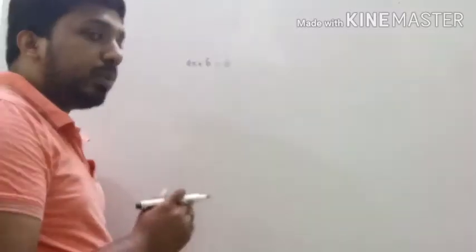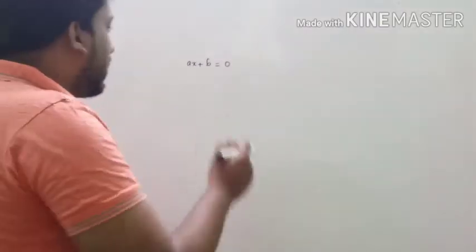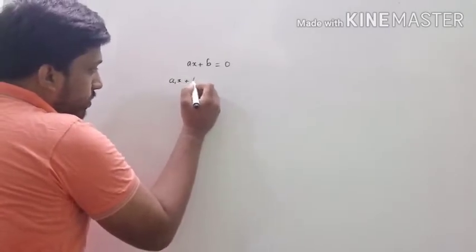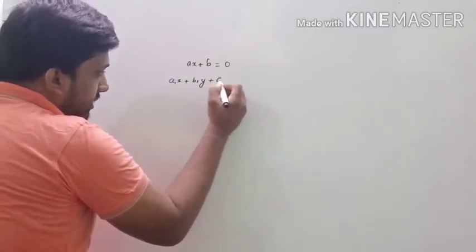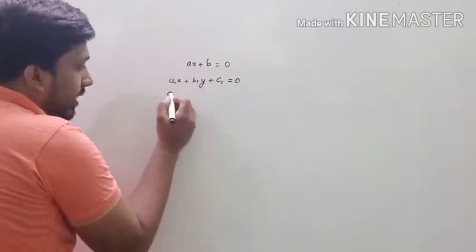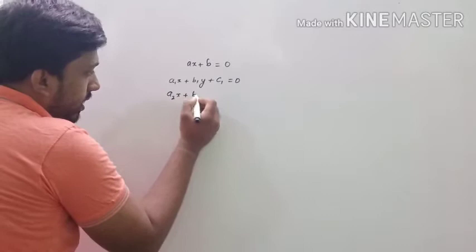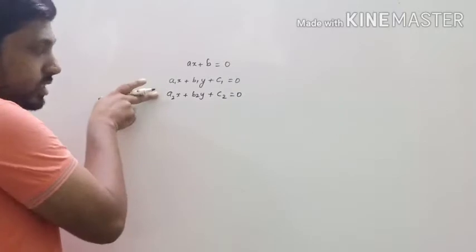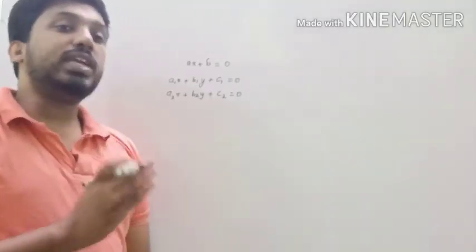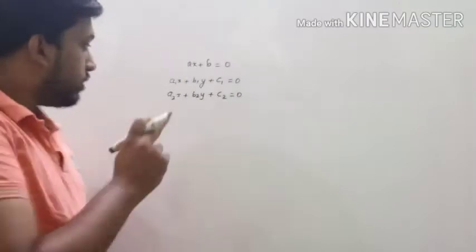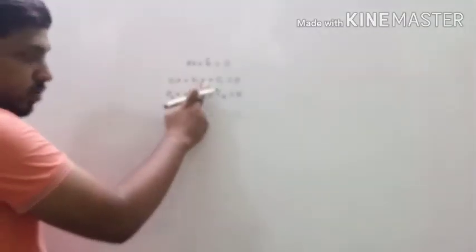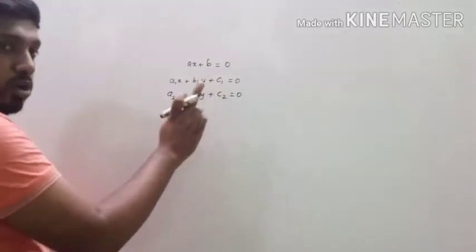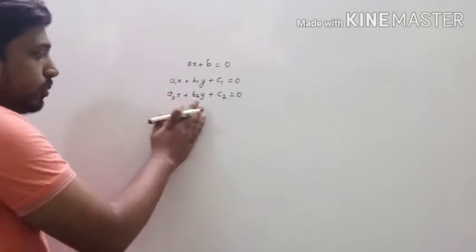But when we come to pair of linear equations with two variables, then a condition arises that a1x plus b1y plus c1 is equal to 0, a2x plus b2y plus c2 is equal to 0. These are the two equations that arise when we consider pair of linear equations with two variables. So here we have a variable x and we have a variable y. Here also we have a variable x and we have a variable y. c1, c2 are constants. Also a1, b1 and a2, b2 are constants.